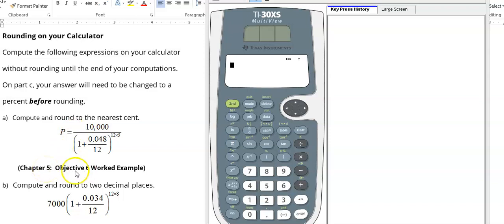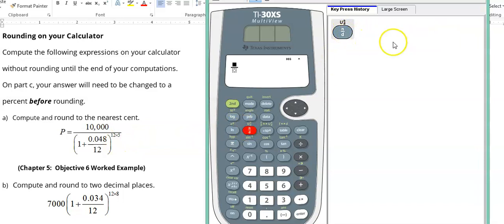This is Chapter 5, Objective 6 worked example, and it shows you how to set up the formula and it gives you the result, but it does not show you this calculator portion. So you can reference this later. First, I want to set up a fraction. Notice the key press history is up here if you need to review this later.